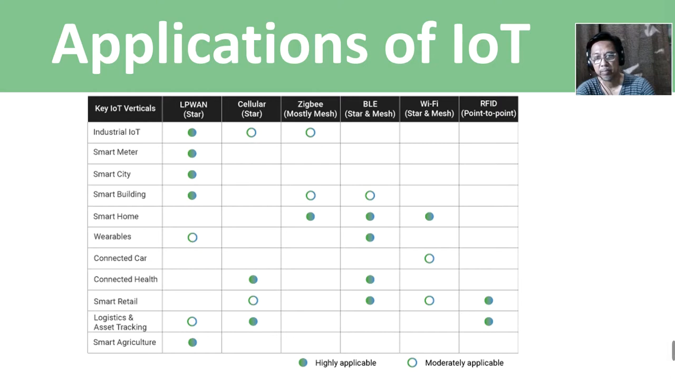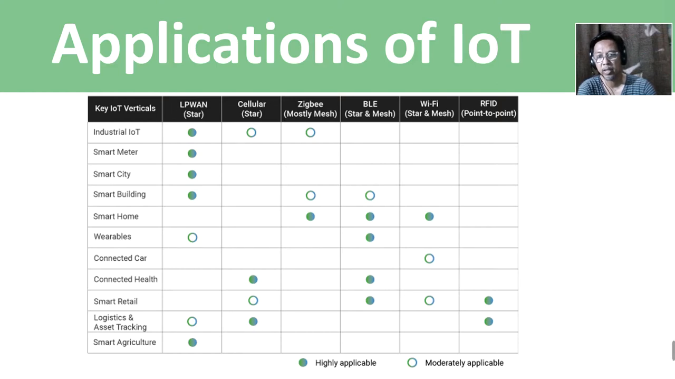And then you have smart meter. Normally you use LPWAN for smart meters. Probably these applications are for reading water consumption or power consumption, so you will be needing LPWAN. And then smart city. Smart city is LPWAN. Smart building also is LPWAN. Smart home could be Zigbee or simple star and mesh. It could also be Wi-Fi for your smartphone, for smart home.